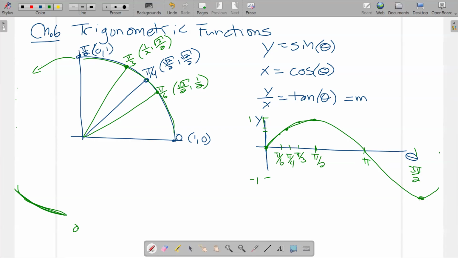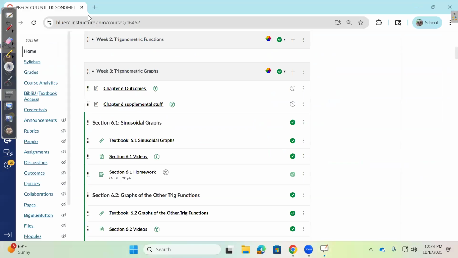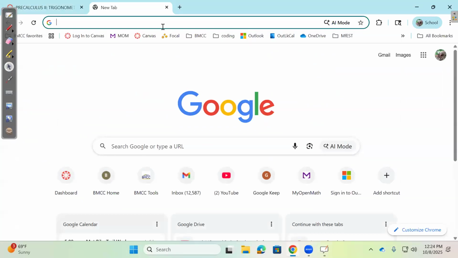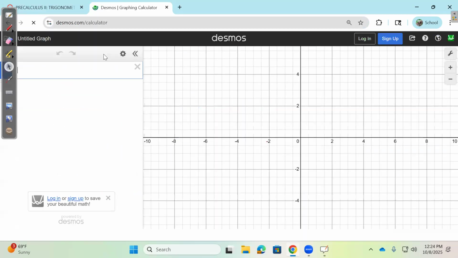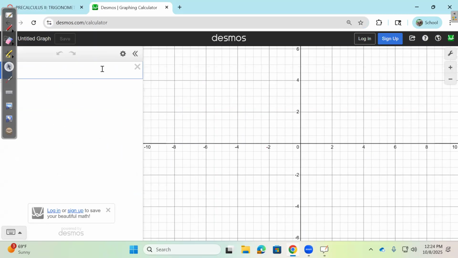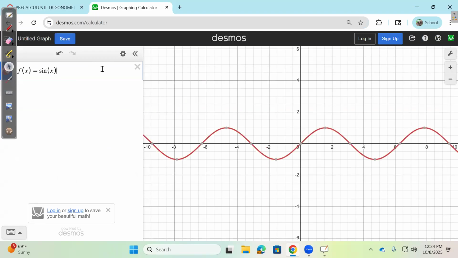Take a quick look at Desmos with that, to get a quicker graph. Call this f of x equals the sine of x. So again, we can see this wave. Now notice the shape of this wave. That is not a semicircular shape. It's a whole new curve. That curve is part of a sinusoidal function.